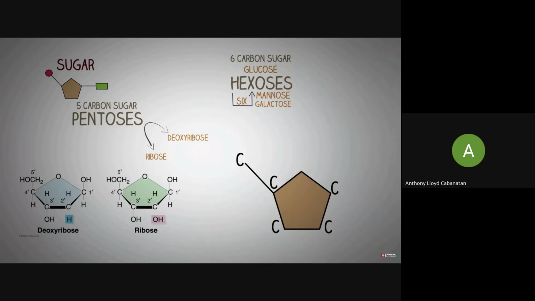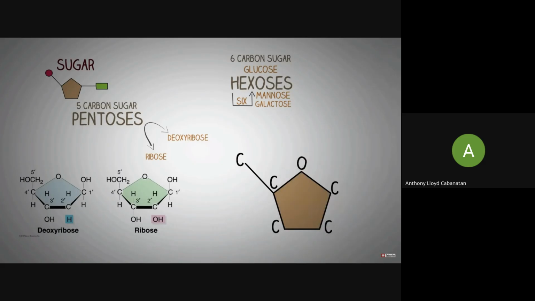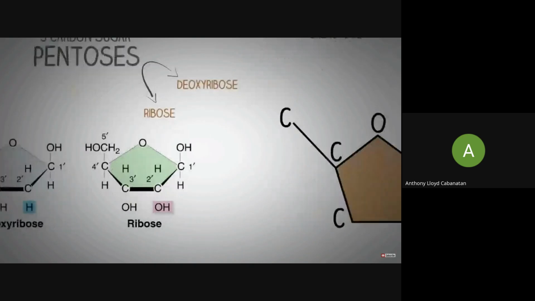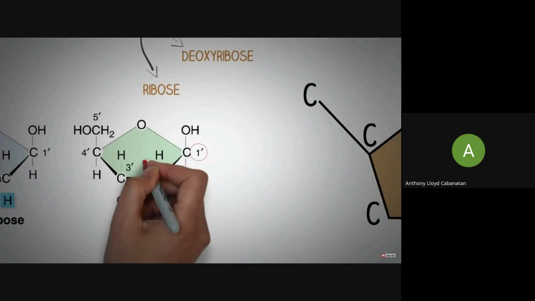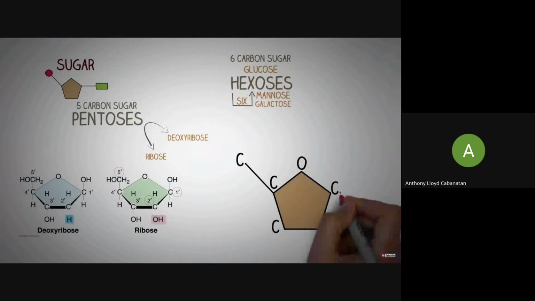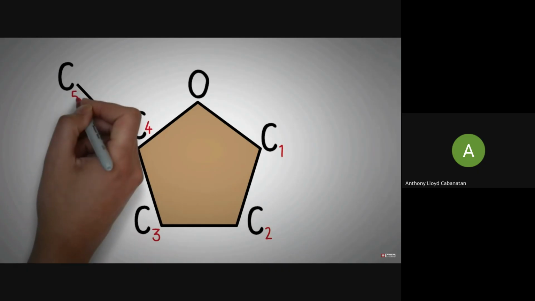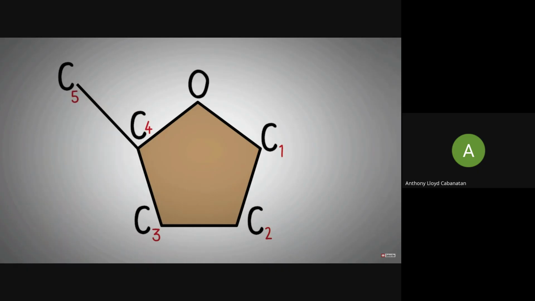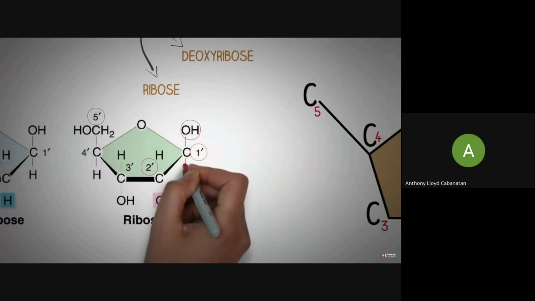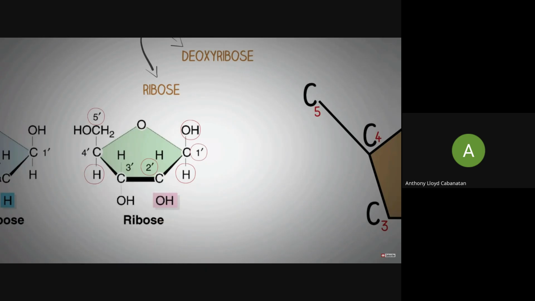Note that the last carbon atom is located outside the ring. We have an oxygen atom at the center topmost position. You can also see in this chemical structure that the carbon atoms are named from 1 to 5 in a clockwise direction. So the carbon atom next right to the oxygen is called C1, so C2, C3, C4 and C5. C5 is located outside the ring. You can also see in this chemical structure we have different type of functional groups attached to these carbon atoms, like the hydroxyl group and the hydrogen atom.